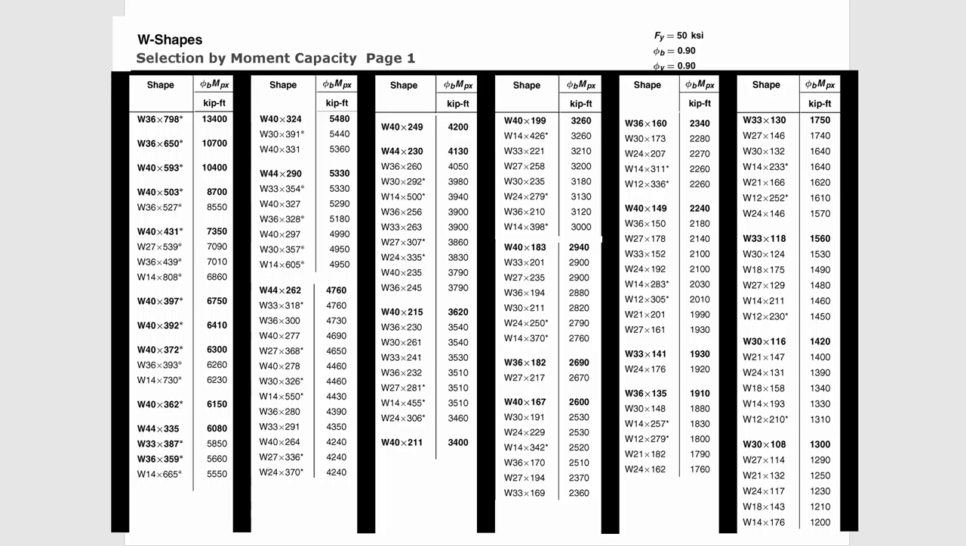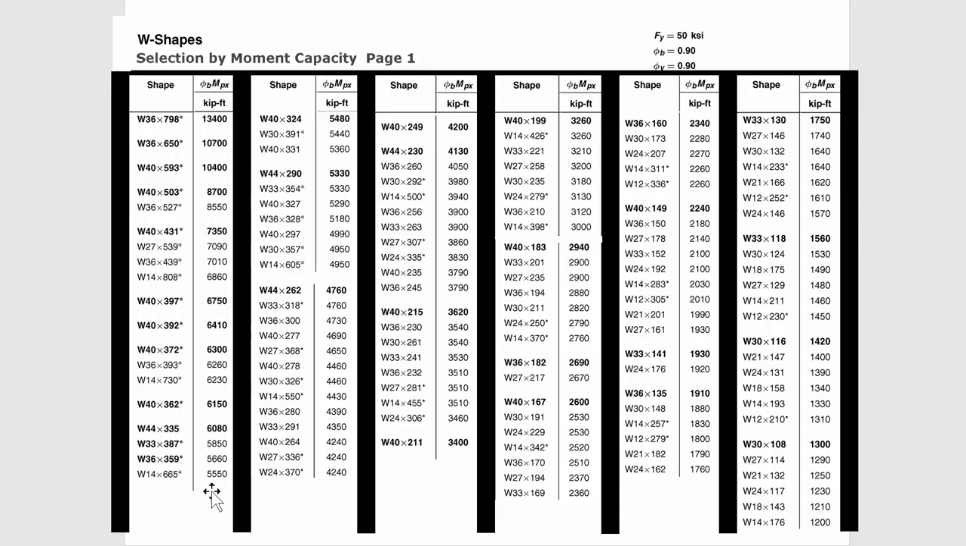And by the way, this is a somewhat simplified table compared to the one we talked about in the previous video. And I'm probably going to simplify all these tables in this way. It's simplified relative to what's in the book also. So here we have a list of shapes starting at this monster big 36-inch deep wide flange that weighs 798 pounds per foot. Its capacity in kip feet is 13,400. So we go down all of these shapes, and we have the moment capacity here for those beams.